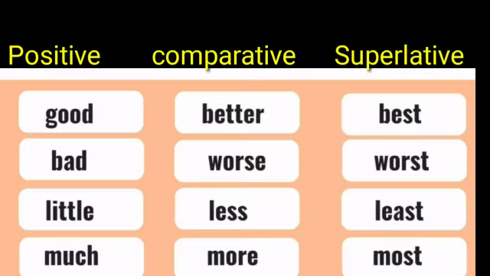Some examples of irregular adjectives. Irregular adjectives form their positive, comparative and superlative degrees in a different form. Look at the examples. Positive, good, comparative, better and superlative, best. Bad, worse, worst. Little, less, least. Much, more, most.